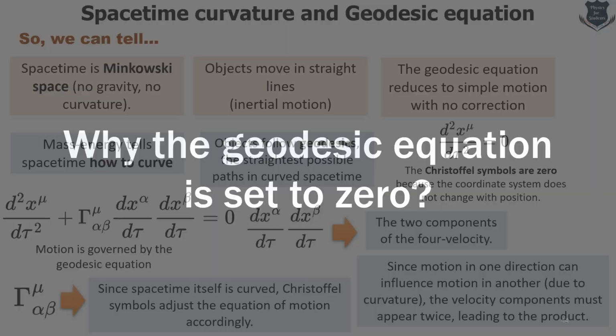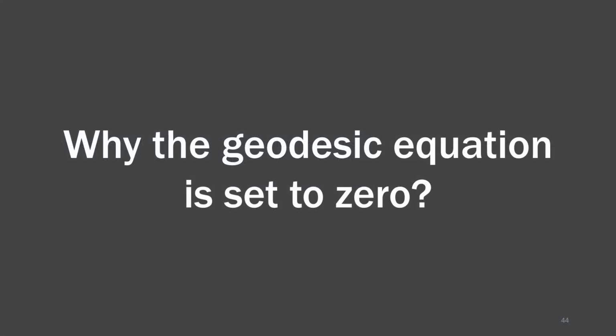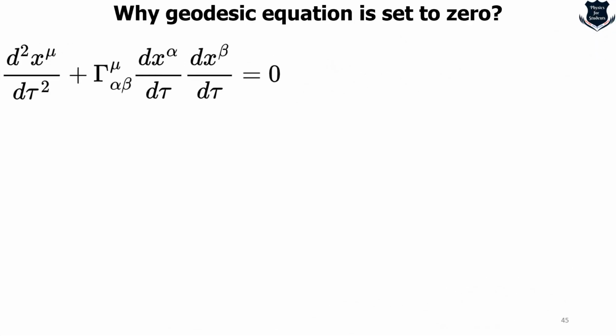Now there is an obvious question which you might ask: why is the geodesic equation set to 0? We understand in flat space-time there is no curvature, so that can be set to 0. Here we have still got a curvature, isn't it? But still, why are we saying that it is 0? The answer is pretty simple.